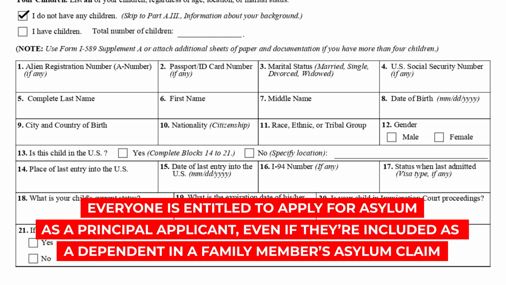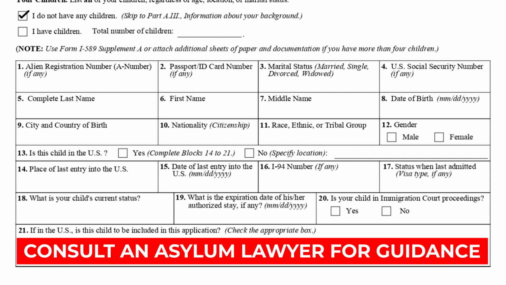They would need to qualify for asylum on their own merits, which may be hard in cases where the harm and threats are really just directed at one family member. Whether it makes sense to have multiple family members apply as principal applicants can be a tricky question, strategically speaking. It's something you should really discuss with an asylum lawyer.